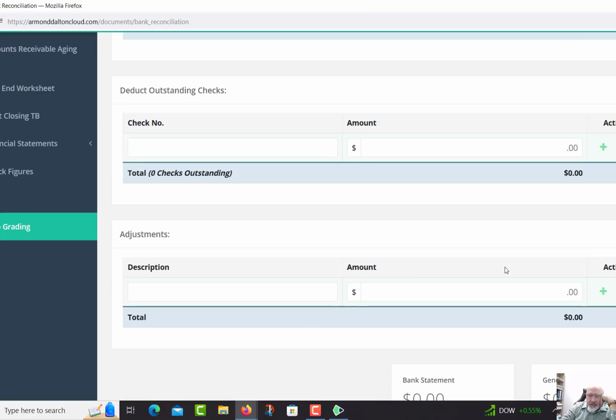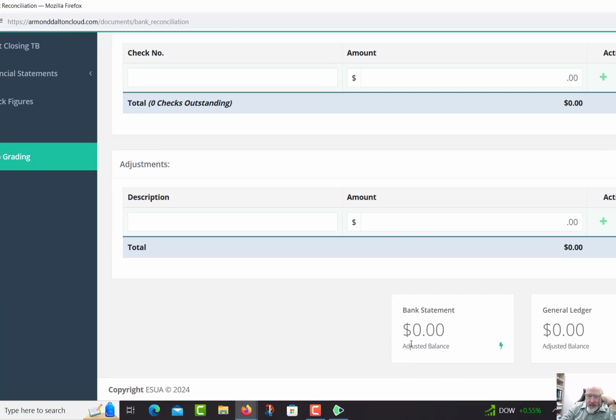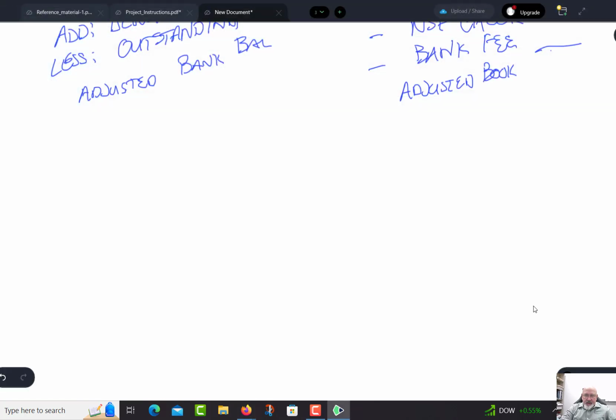Then, if we have adjustments, which will be for things like bank fees and NSF checks, that's only going to be for the book balance or any deposit we didn't know about. Anyway, in the end, the bank statement balance and the GL balance should agree with each other. So that is the bank reconciliation. And when you finish this, when you're signing off on it, it will be Ray Kramer's responsibility.